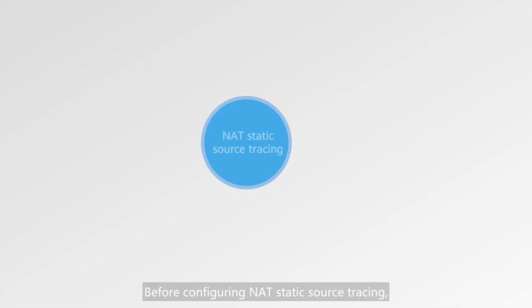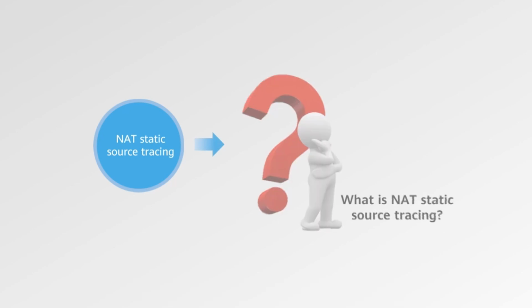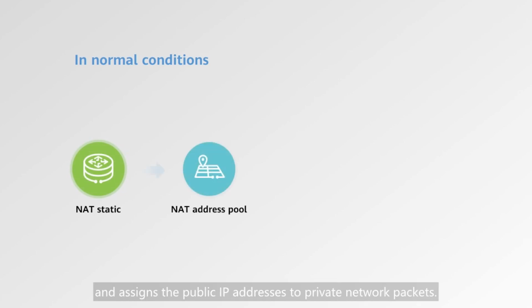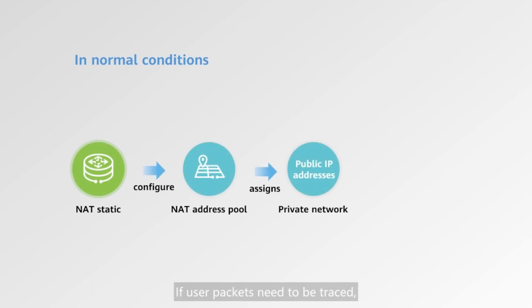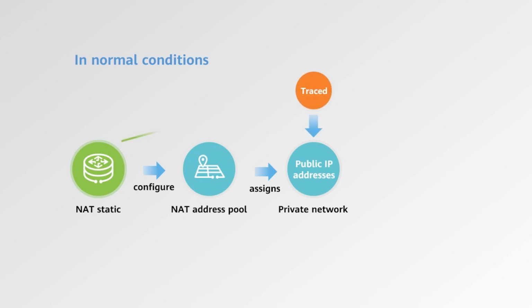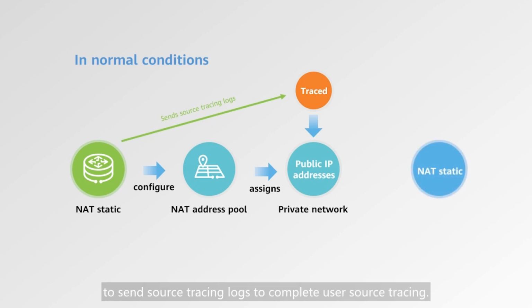Before configuring NIT static source tracing, let's talk about what NIT static source tracing is. NIT selects public IP addresses in an address pool and assigns the public IP addresses to private network packets. If user packets need to be traced, the NIT device must be able to send source tracing logs. NIT static source tracing requires no NIT device to send source tracing logs to complete user source tracing.